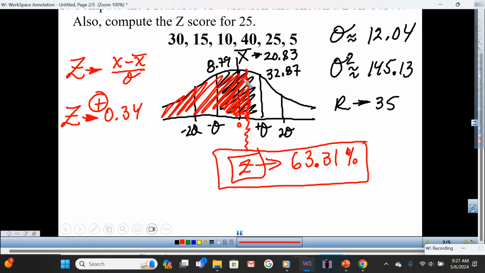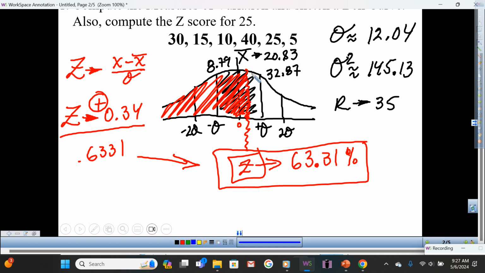So once again, everything from the z-score to the left, we looked it over in our graph. We got 0.34. It gave us 0.6331, made that into a percentage, which is 63.31%. Okay. Everybody with me so far? Okay. So that's everything to the left.